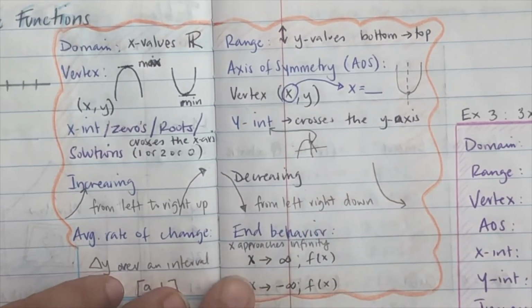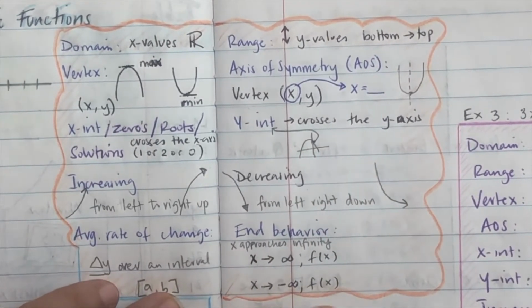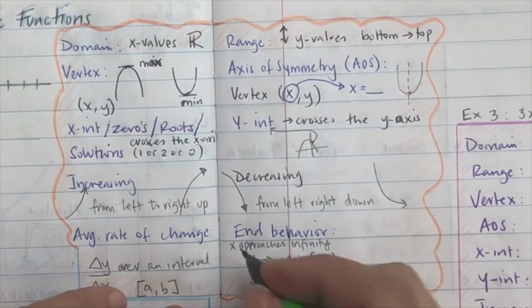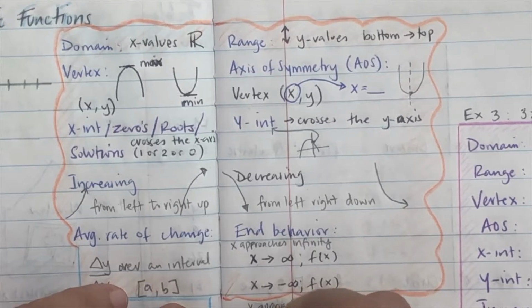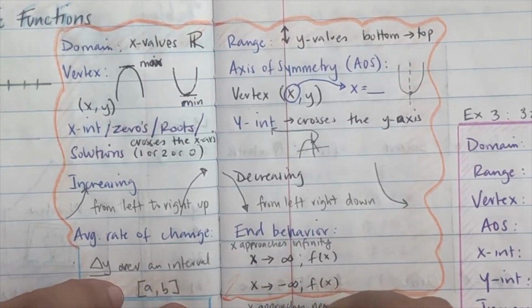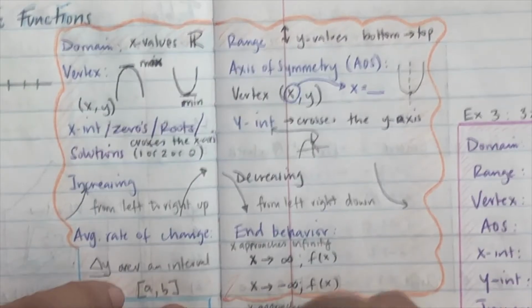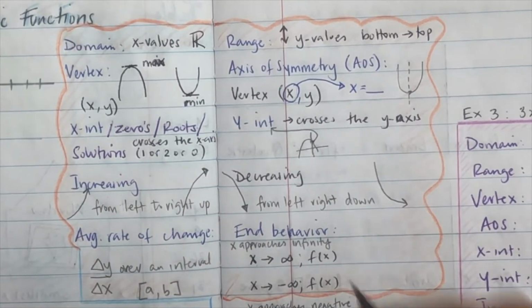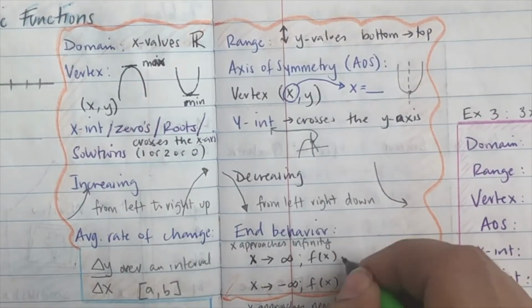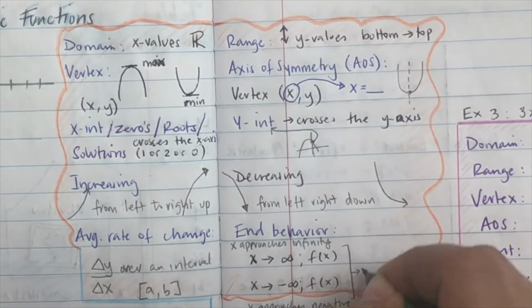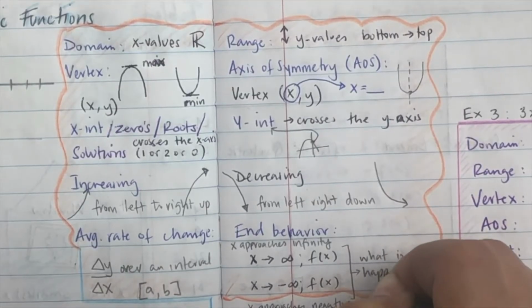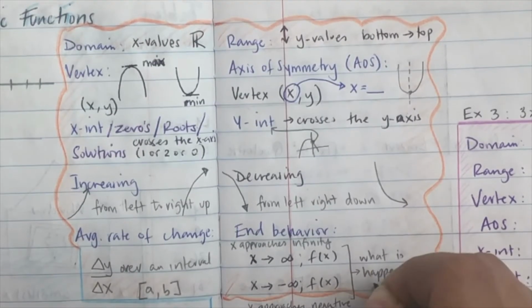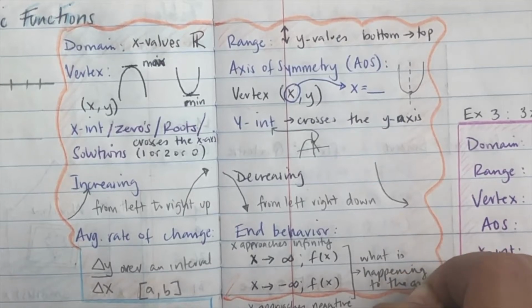So as x approaches infinity, as x is going this way, what's your graph doing? This one means as x approaches negative infinity. As x approaches infinity, or as it approaches negative infinity, what is happening to the graph?